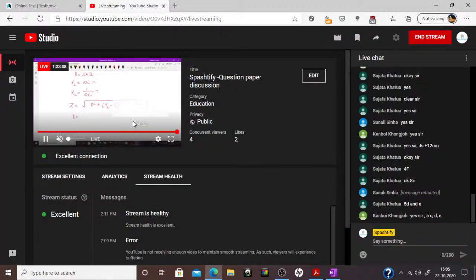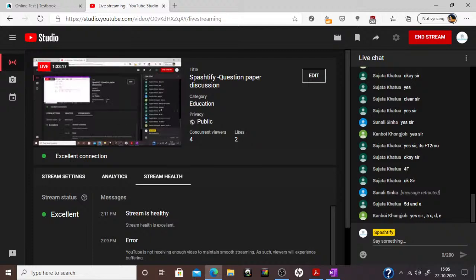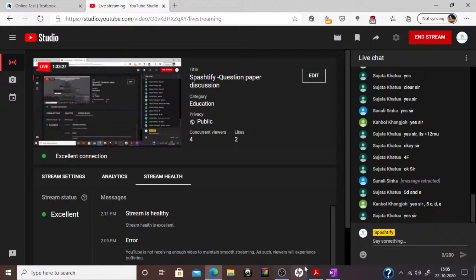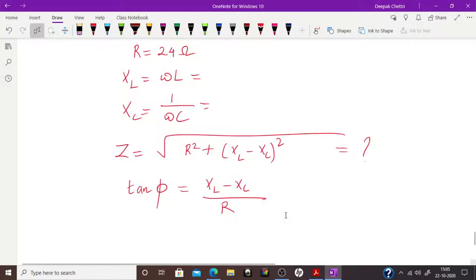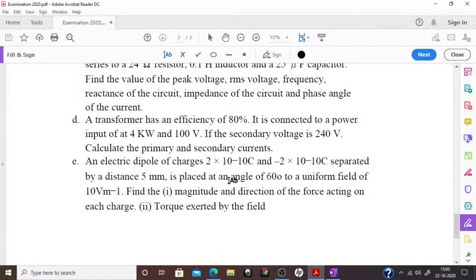Is it clear? Is this question clear or not? Okay, it's just formula, nothing. If you know the formulas, you can do that question. Okay, then D and E.